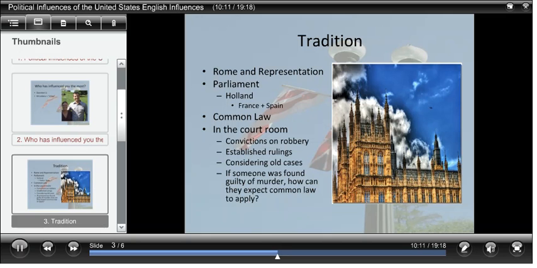You don't have to be aware of all the implications of common law right now, but the one thing you do have to be aware of is the idea that previous court cases or previous court decisions will influence future court decisions.